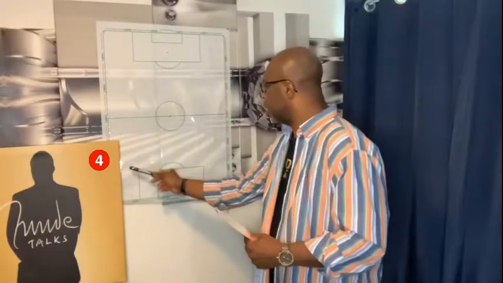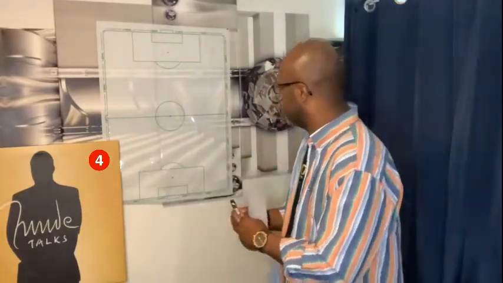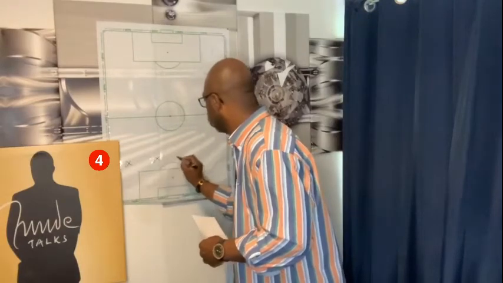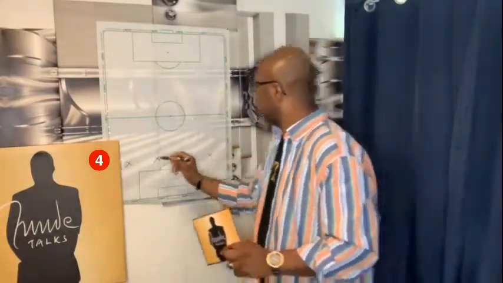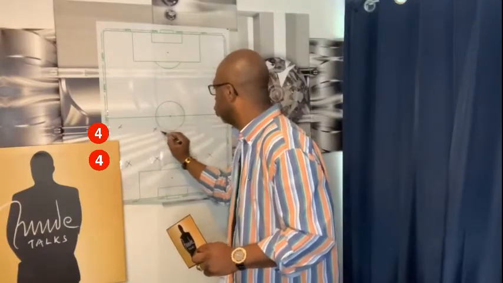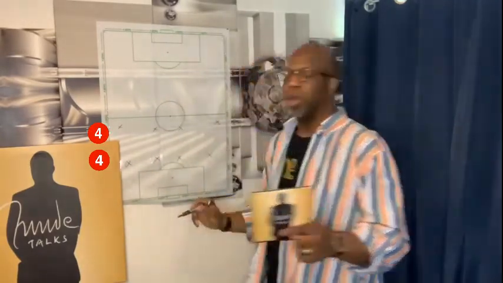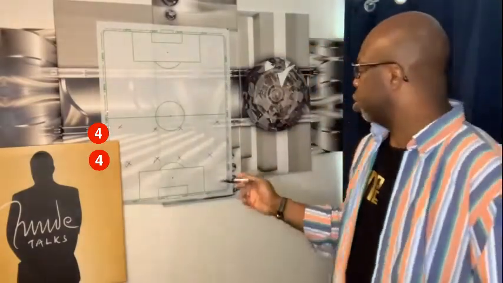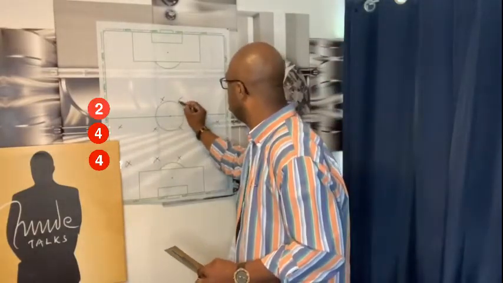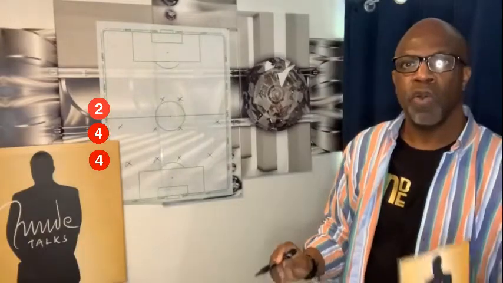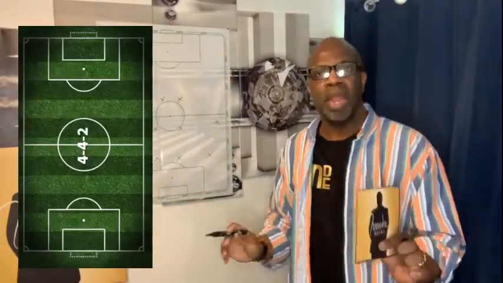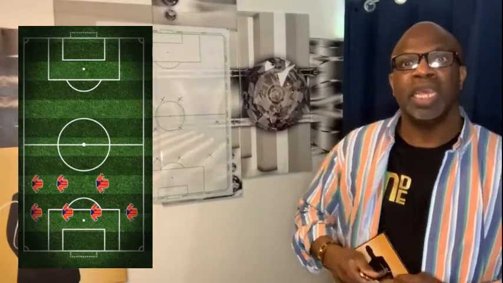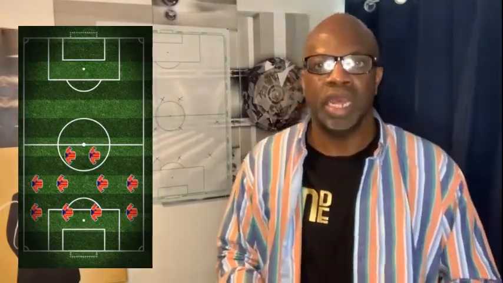Then 4-4-2. Four represents this line here, a line of defense of four people. One, two, three, four. Four defenders. Then the next line is four. Two, three, four. We call them four midfielders because, as you can see, they're in the middle of the field. And then two is the two attackers. 4-4-2. Simple.